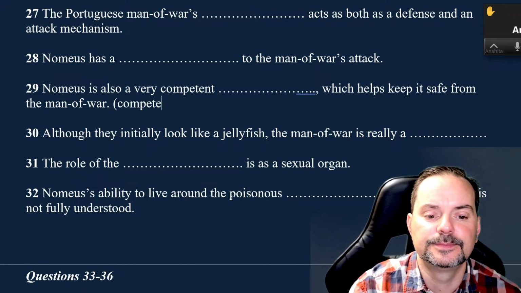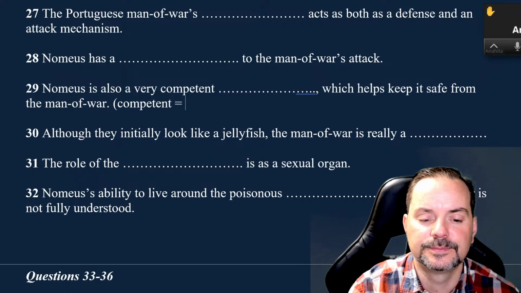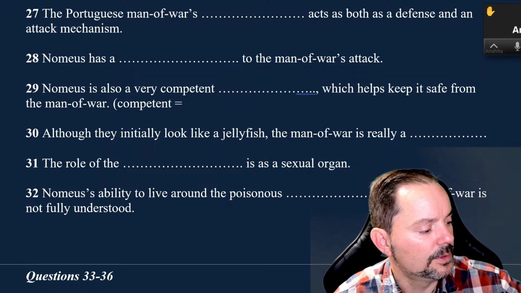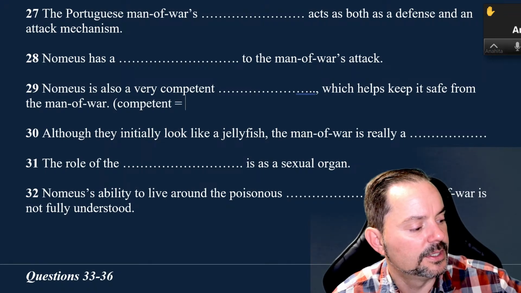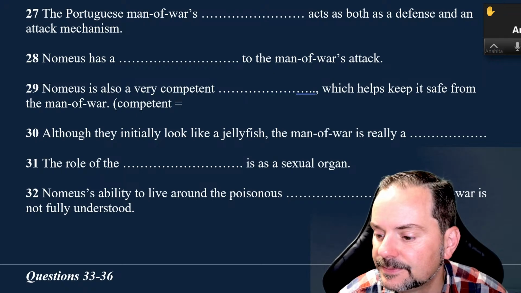It means very active. No. Can somebody help Anahita in the chat?